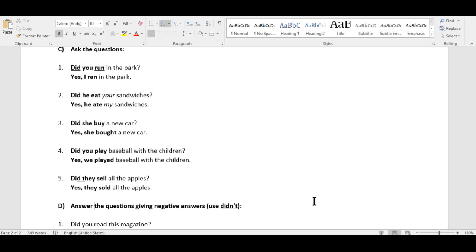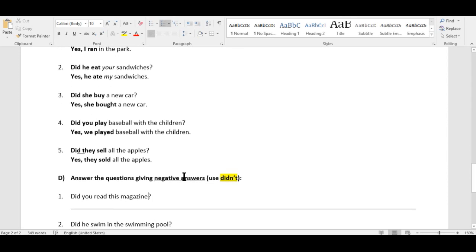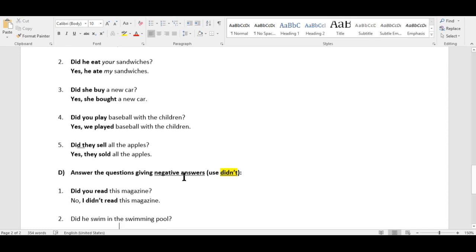Now we're going to practice the negative form by giving negative answers using didn't. Answer the questions giving negative answers. Use didn't. Did you read this magazine? Say no, I didn't read this magazine. No, I didn't read this magazine.